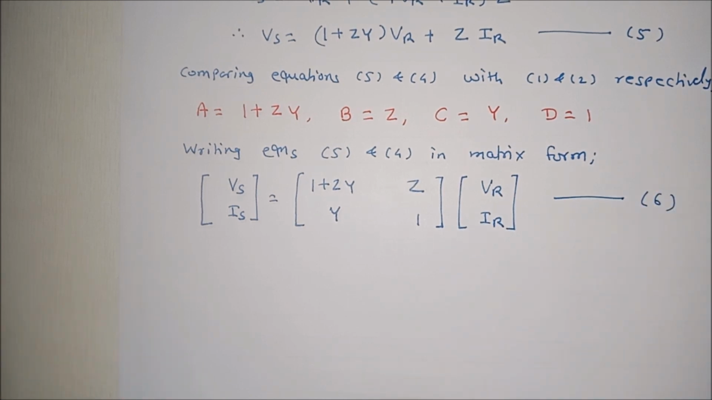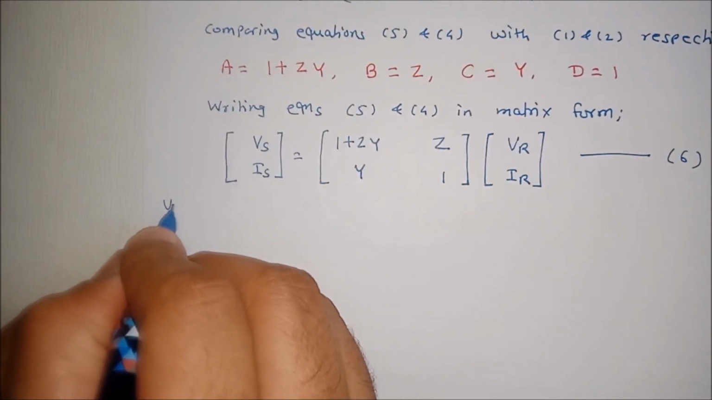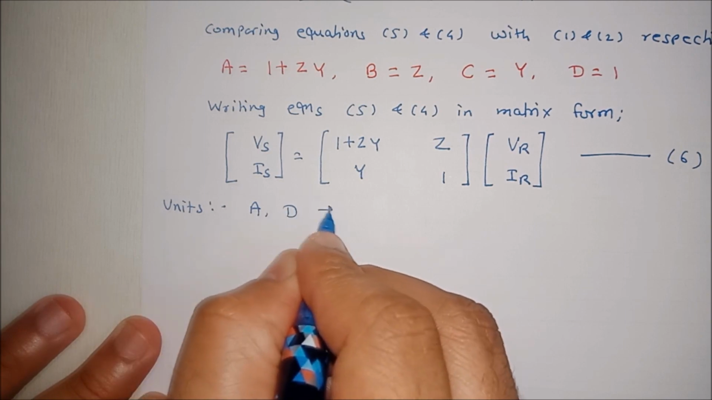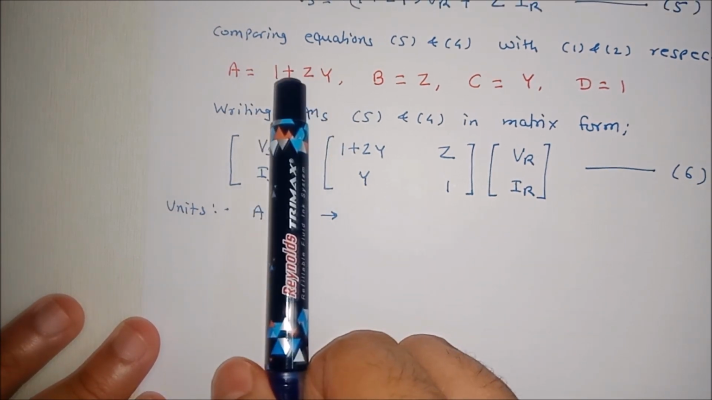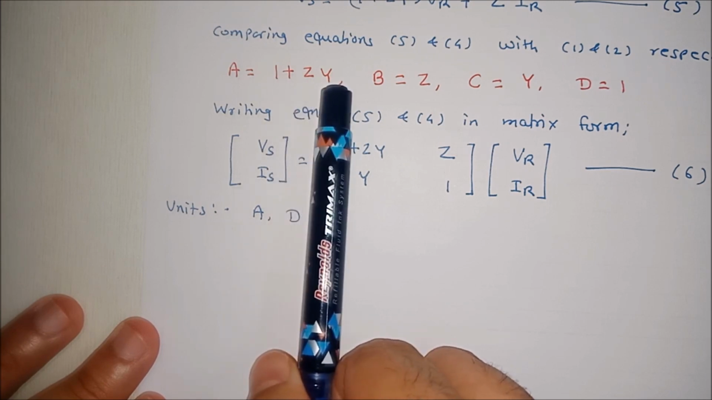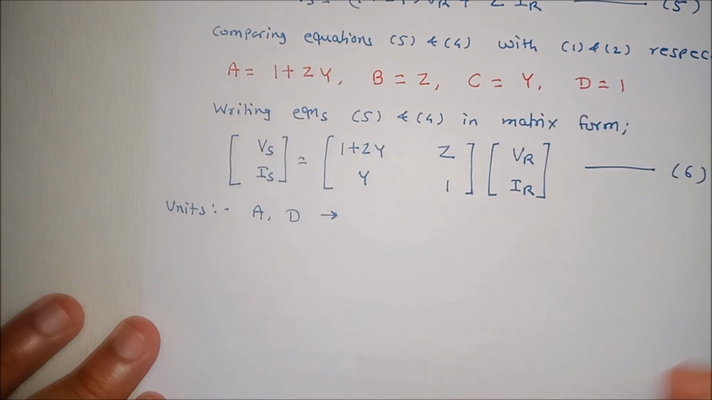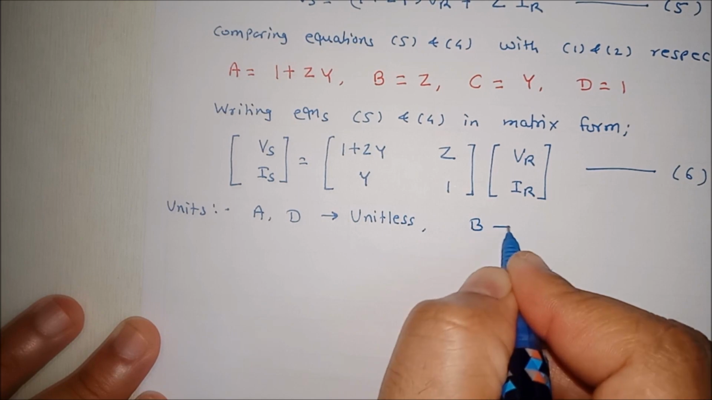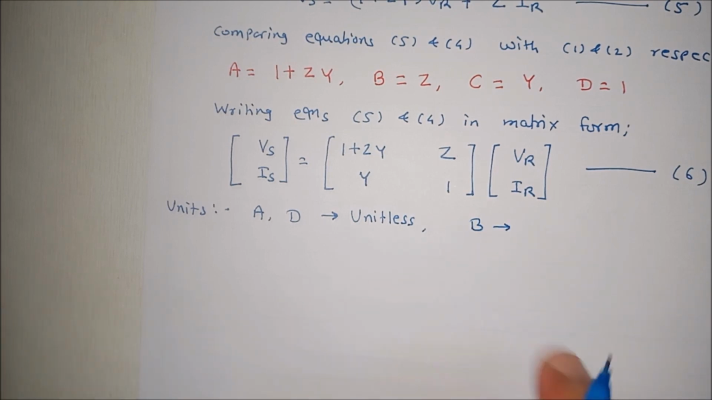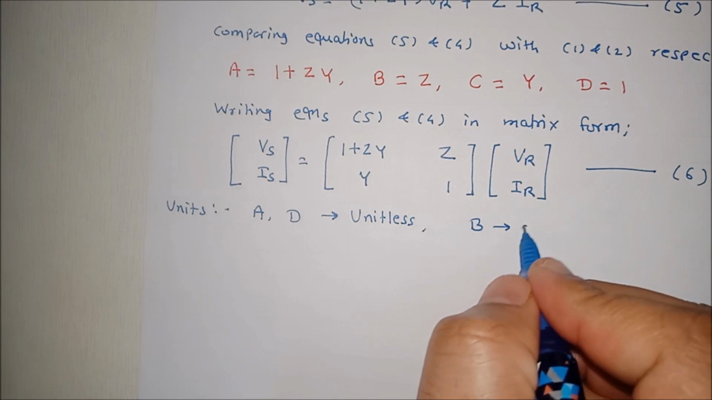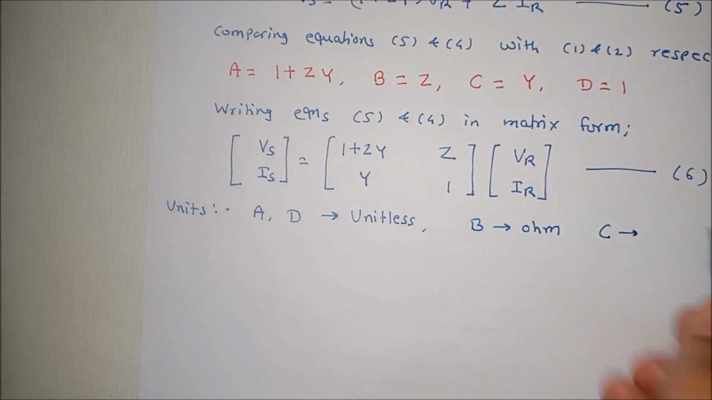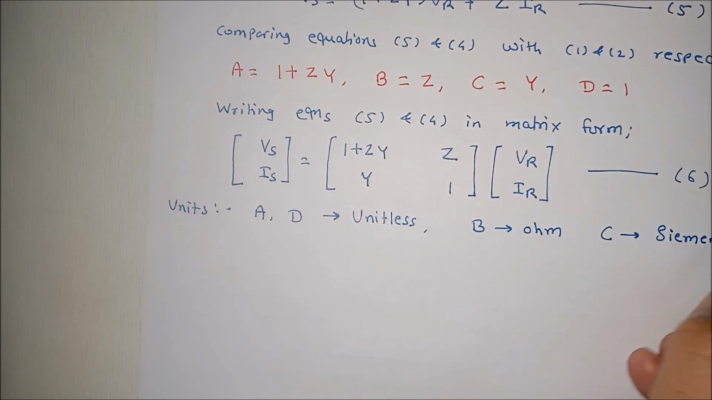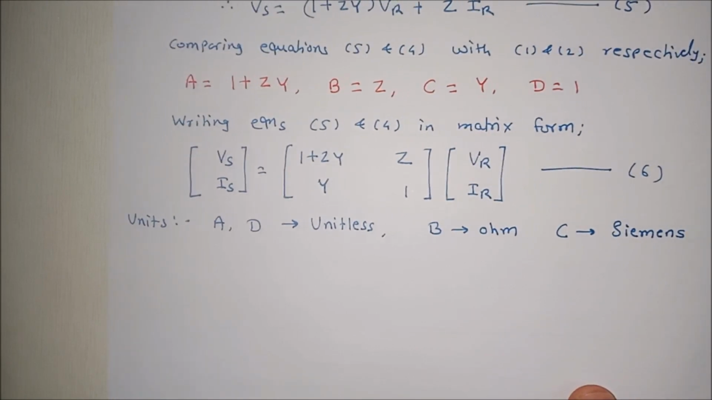Now we can verify the units of ABCD. A and D should be unitless. Is this true? The unit of Z is ohm, the unit of Y is Siemens, so they will cancel and you will get a constant number. Similarly, D is a constant number. So A and D are unitless. Next, B should have a unit of ohm. Here we are getting a unit of ohm as it is an impedance. C should have a unit of Siemens, and here it does because C is the admittance. So our ABCD parameters are correct.